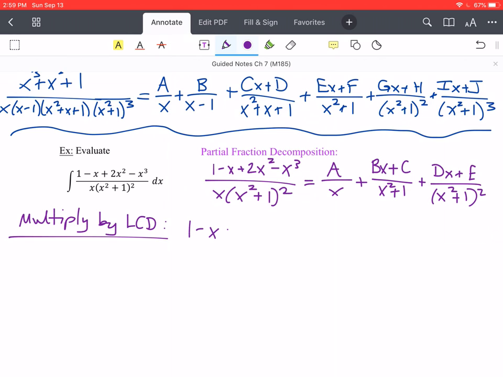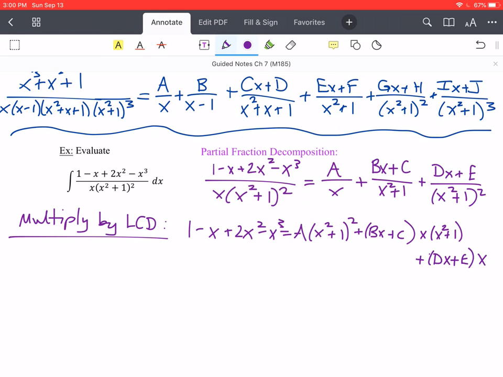So we get 1 minus x plus 2x squared minus x cubed equals a times (x squared plus 1) squared plus (bx plus c) times (x squared plus 1), and I'm running out of space, plus (dx plus e) times x. Okay, and then if you go through, multiply that out, distribute those to these, distribute that. So a little bit of algebra grunt work there.